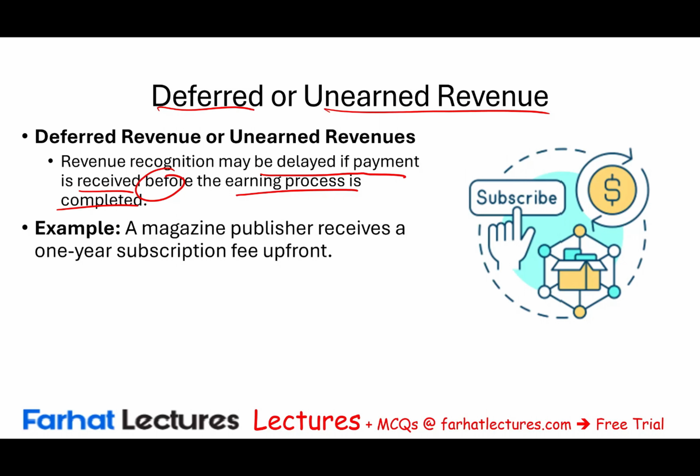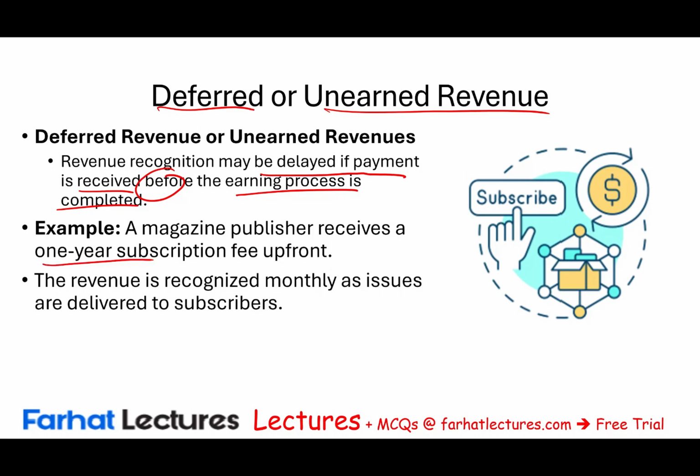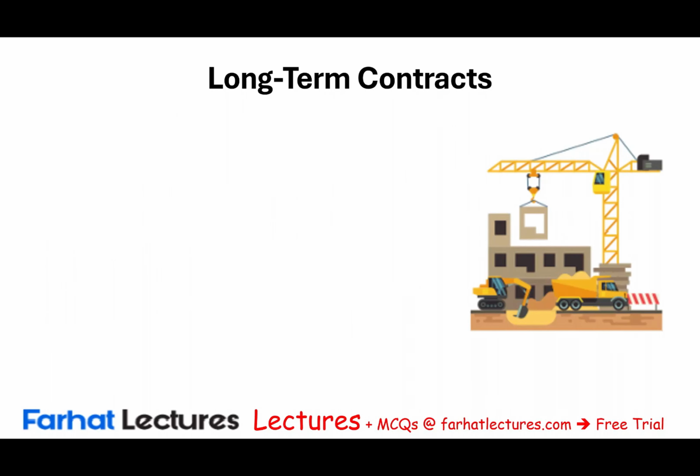A magazine publisher receives a 1-year subscription fee upfront. The revenue is recognized monthly as issues are delivered to the subscribers. So in this example, you have the money in the bank, but that money is not revenue. It's not revenue until you deliver. You have earned the service, and earning the service means delivering your side of the deal, delivering that monthly magazine subscription.